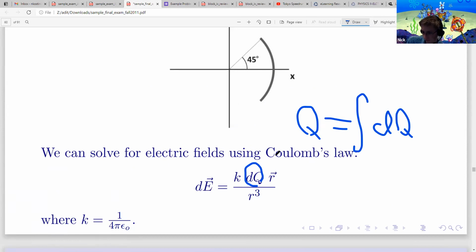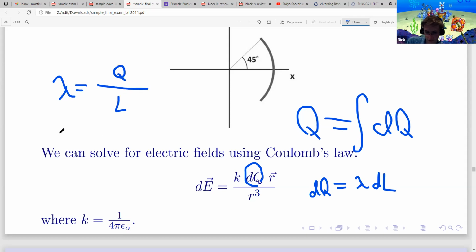The relationship that we want to use there is that dq for a one-dimensional charge distribution is going to be equal to lambda times dl. If I think about the definition of lambda, it's just linear charge density, so it's a total charge over a total length. If I go to the differential case, that same statement holds: lambda is just some differential charge over some differential length. Or rather, if I want to solve for dq, dq is just going to be lambda times dl.